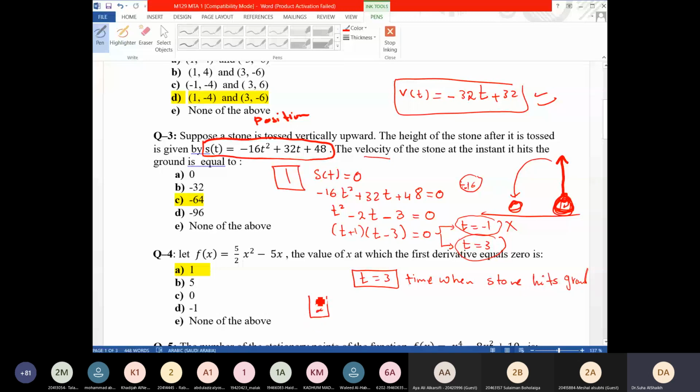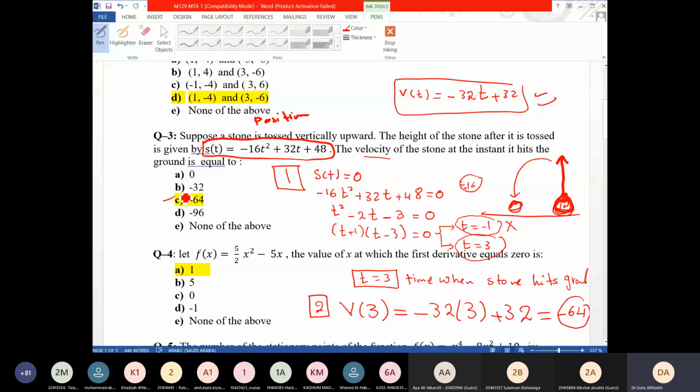Part 2 of the solution, they ask about the velocity. So I want the velocity at 3. Velocity at 3 is minus 32 multiplied by 3 plus 32. And how much is that? Calculate it with the calculator. How much will you get? Minus 64. Minus 64, and here is the answer. You got it.